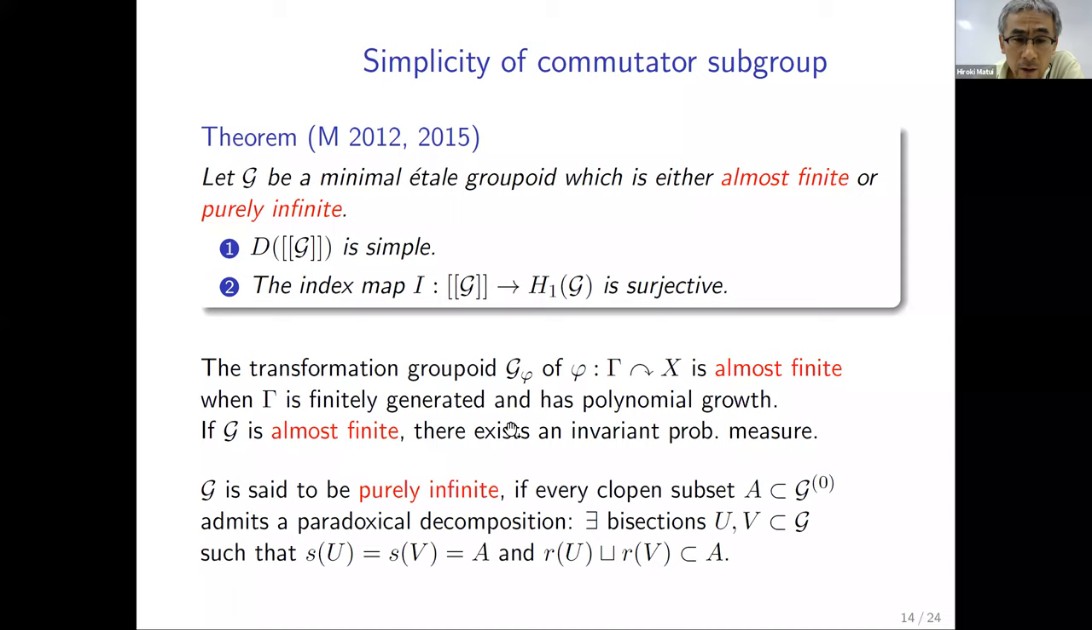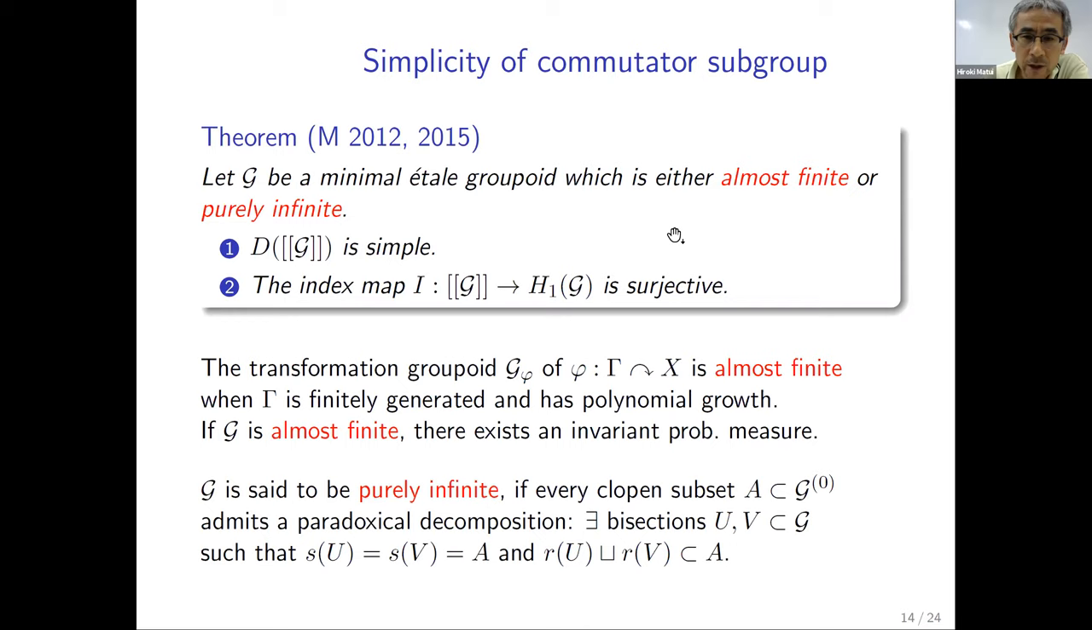And conversely, G is said to be purely infinite if every compact open subset A has a paradoxical decomposition, by which I mean there exist bisections U and V whose domains are the same as A, but their ranges are disjoint and their union is contained in A. So this means that A has a paradoxical decomposition. So in particular, if G is purely infinite, then G does not have any invariant probability measure. Okay.